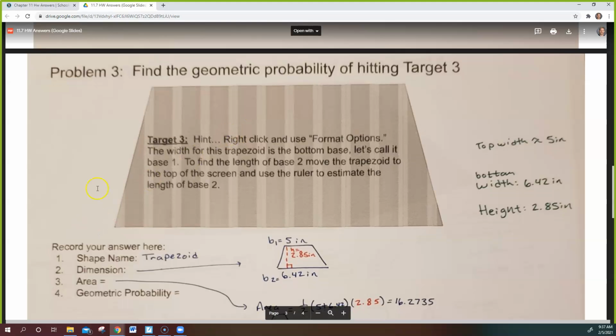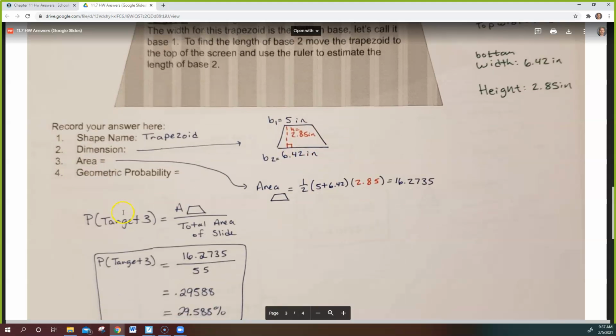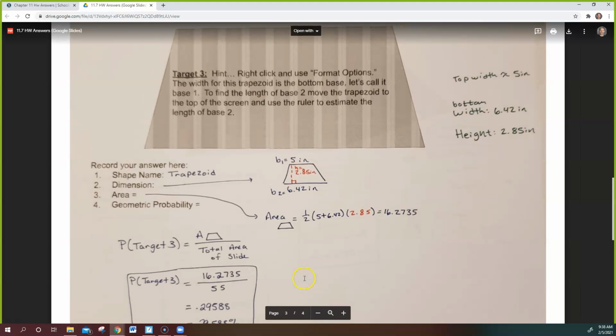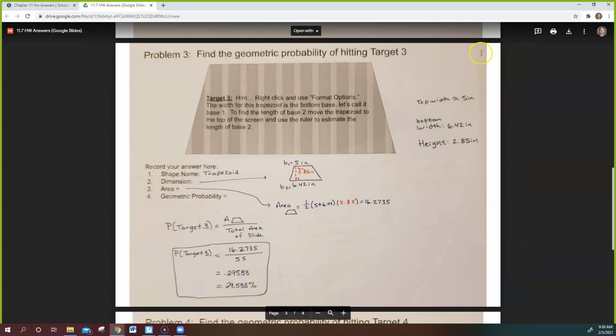All right, so that's the first part. Well, actually, that's kind of the first 3 parts. What's the name, trapezoid, what are the dimensions, and then what's the area? Now, the geometric probability, that's the thing that I think we really want to focus on because I don't know if students 100% grabbed the concept of what is the geometric probability. Well, let's just think of this visually. If this whole slide, not the white part, but the dark gray, was my target and I threw a dart here, what's the geometric probability of hitting the shaded region?